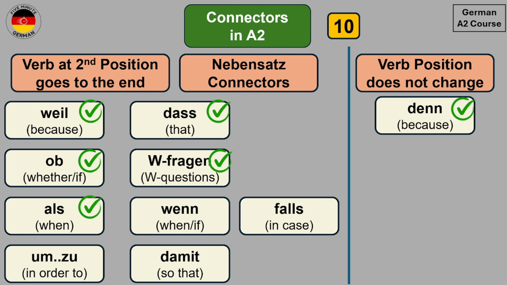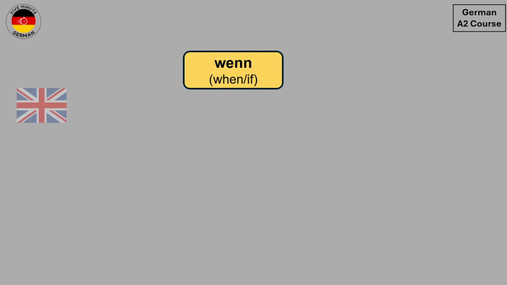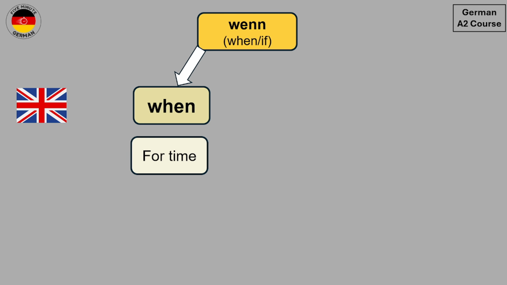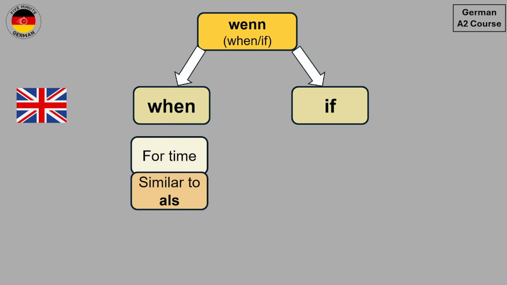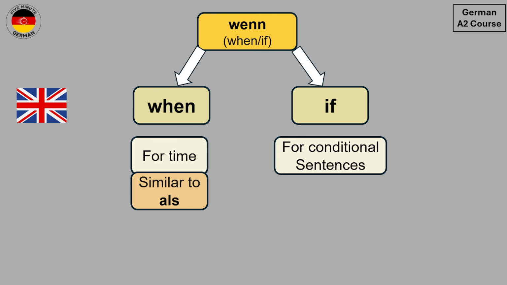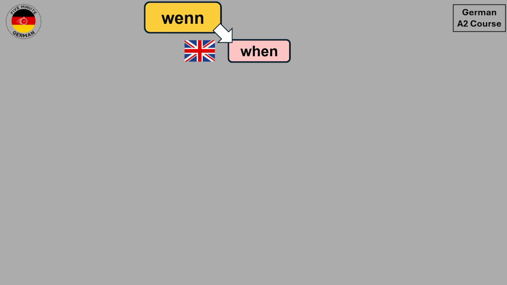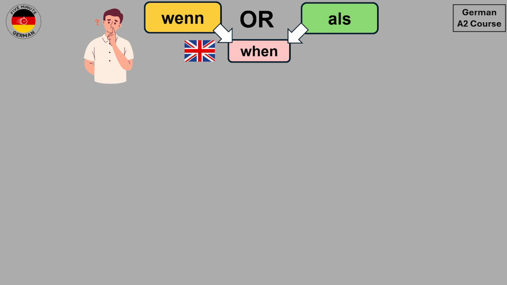Now let's take a look at the next connector, which is wenn. Now this has two meanings. The first is when, and this is used for time, similar to als, and the second is if, and this is used for conditional sentences. Now let's first take a look at sentences where wenn means when. Now as you know that als also means when. So how do we know when to use wenn and when to use als?